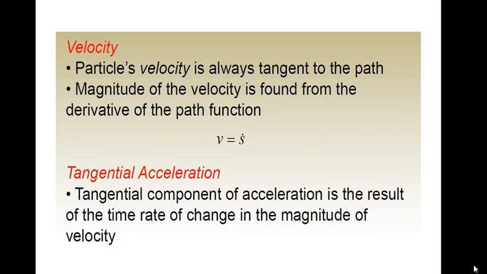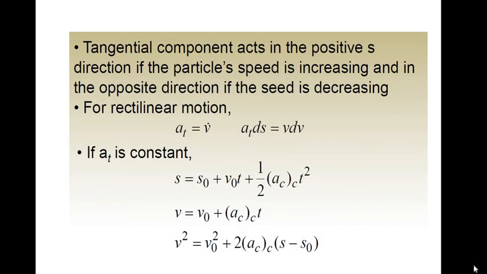The magnitude of the velocity is found from the derivative of the path function, v is equal to s dot. Tangential acceleration: the tangential component of acceleration is the result of the time rate of change in the magnitude of the velocity. The tangential component acts in the positive s direction if the particle's speed is increasing, and in the opposite direction if the speed is decreasing. For rectilinear motion, at is equal to v dot, at ds is equal to v dv. If at is constant, the following are the kinematical equations.